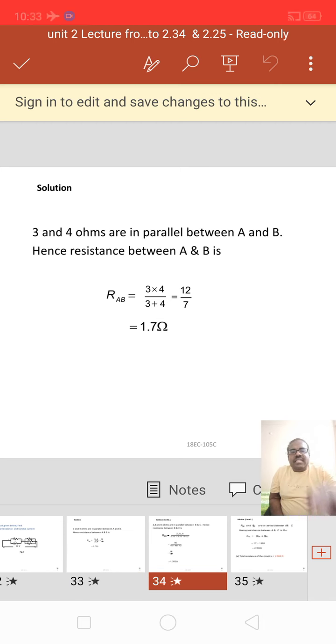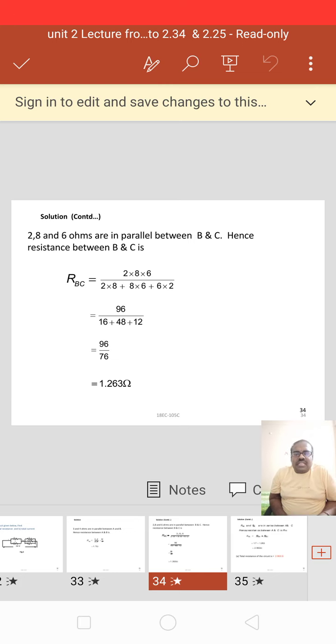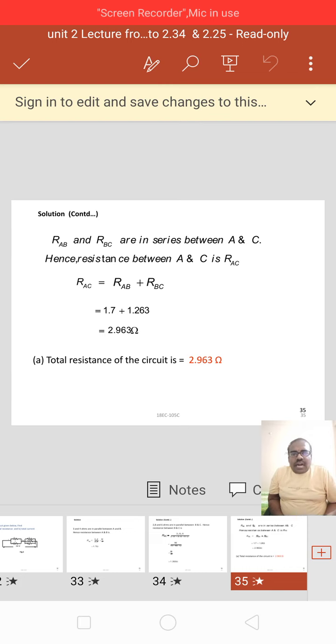Now we find the resistance of the three resistors connected in parallel: RBC equal to 2 into 8 into 6 by 2 into 8 plus 8 into 6 plus 6 into 2, that is 96 by 16 plus 48 plus 12, that is 96 by 76, equal to 1.263 ohms. RAB and RBC are in series between A and C. So the resistance between A and C is RAC equal to RAB plus RBC, that is 1.7 plus 1.263. RAC equal to 2.963 ohms.